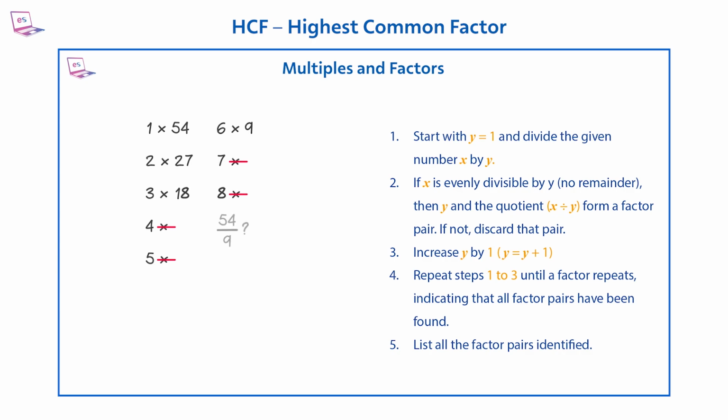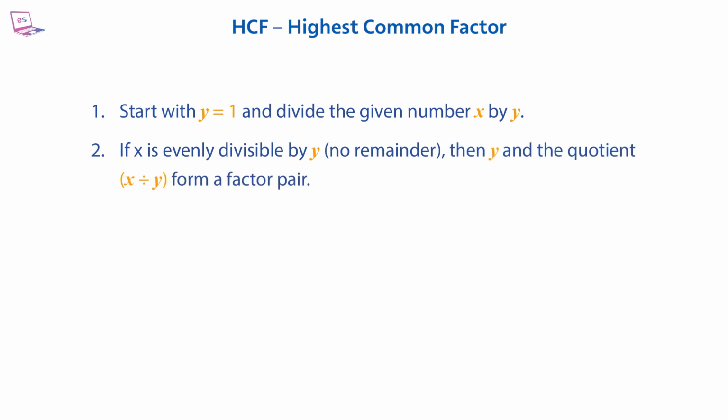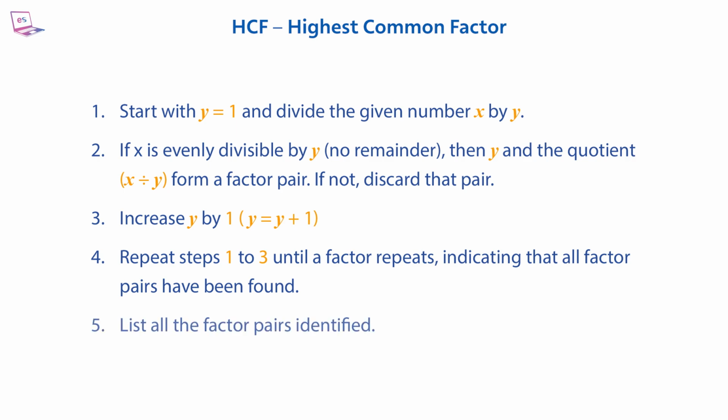Now, let's follow the 5-step method to find all the factors of a number. Start with y equals 1 and divide the given number x by y. If x is evenly divisible by y, no remainder, then y and the quotient, x divided by y, form a factor pair. If not, discard that pair. Increase y by 1, y equals y plus 1. Repeat steps 1 to 3 until a factor repeats, indicating that all factor pairs have been found. List all the factor pairs identified.